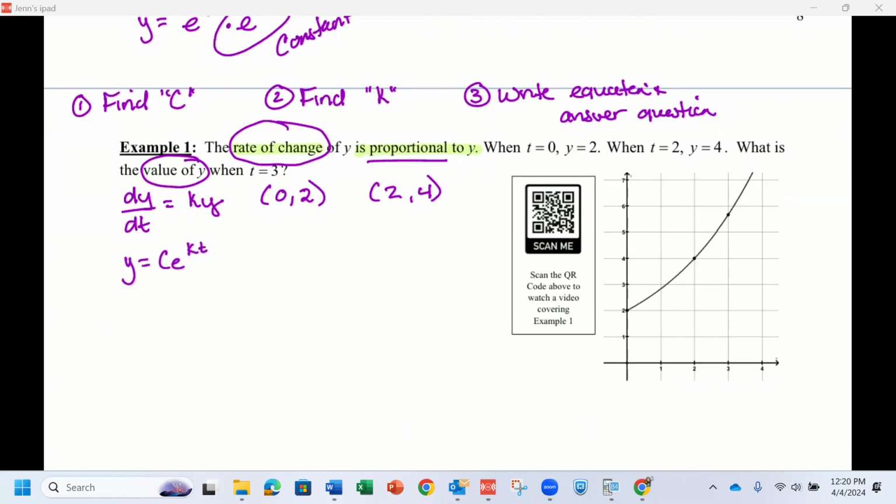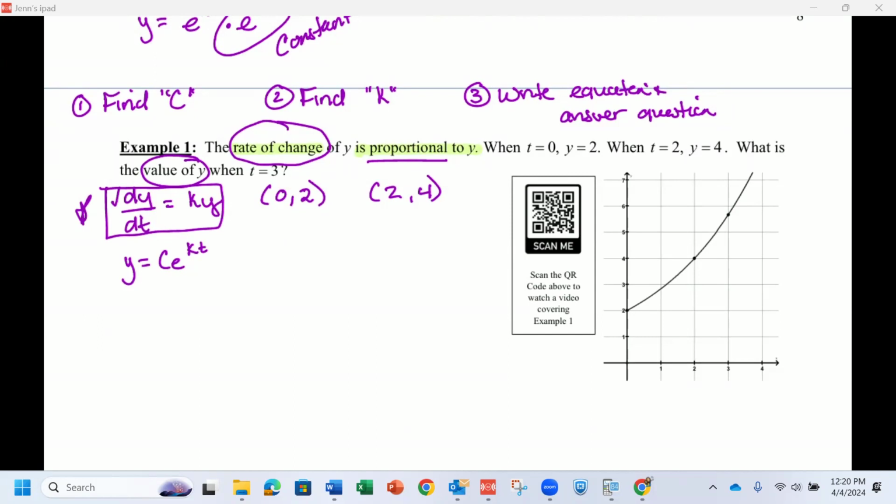If you did not remember what that formula was, but you remember the differential form, you'd have to go through separation of variables and come up with it. The purpose of them telling you the rate of change is proportional to y is so you know you're dealing with exponential growth or exponential decay. Remember, when they tell you the rate of change is proportional to y, that's the particular formula. This is my exponential growth or exponential decay differential formula. It may not be as obvious sometimes when they tell you that this is exponential growth or decay.